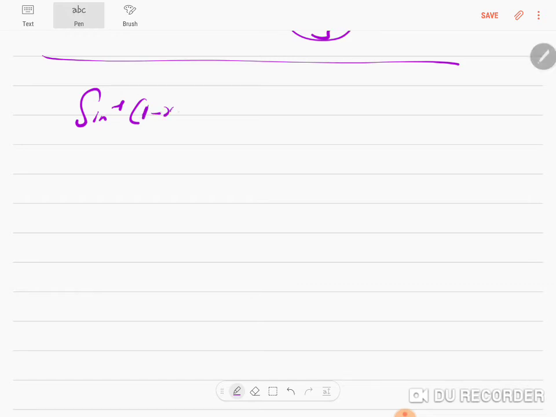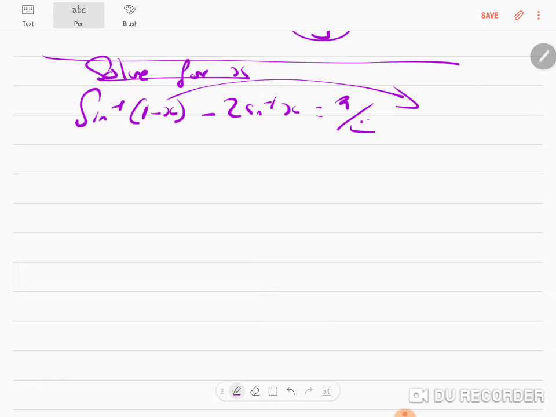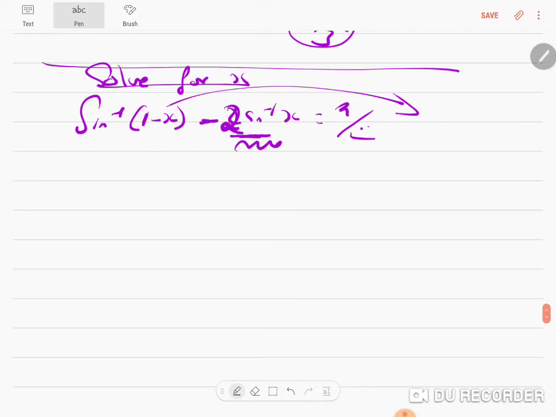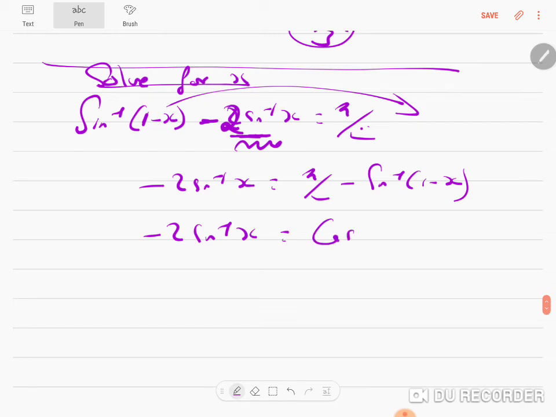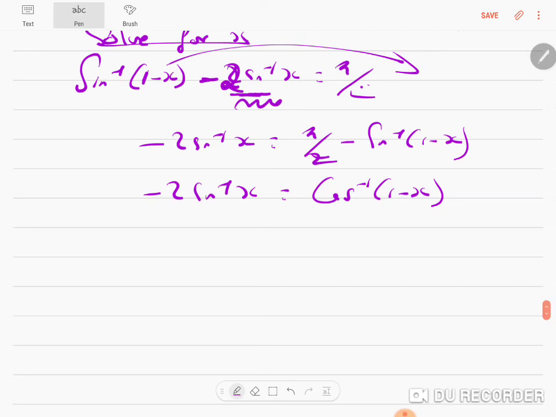Sin inverse of 1 minus x minus 2 sin inverse of x is equal to pi by 2. They will have given this as solve for x. Seeing this pi by 2, I can take the sin inverse term to the other side, because pi by 2 minus sin inverse will give me cos inverse identities, correct? Whereas I can't take this one to the right side because it has this 2 and a minus sign also. I want pi by 2 minus. So minus 2 sin inverse of x is equal to pi by 2 minus sin inverse of 1 minus x. Minus 2 sin inverse of x will become cos inverse of 1 minus x, because pi by 2 minus sin inverse, what is it? Identities.